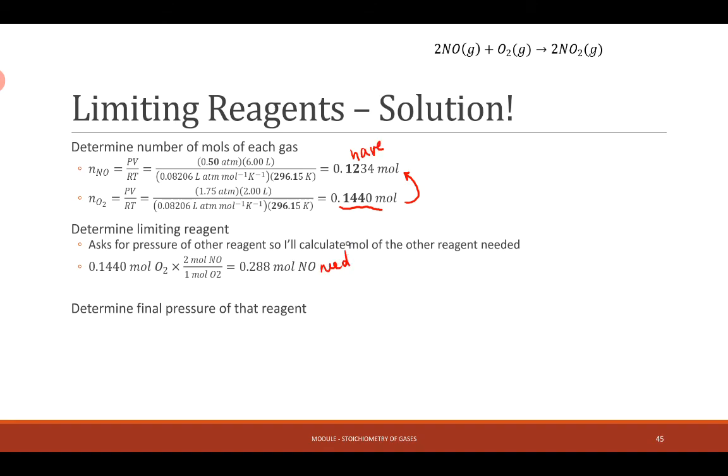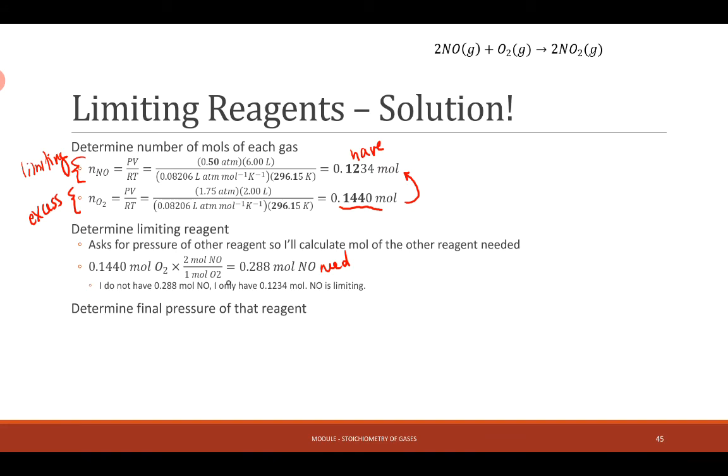So this is the amount needed, and then I compare how much do I have versus how much I need. I do not have enough. This is less than that. So that means to me that I do not have enough. That means the nitrogen monoxide is going to be the limiting reactant. And that means I'm going to run out of the nitrogen monoxide. And that means my oxygen is going to be in excess.